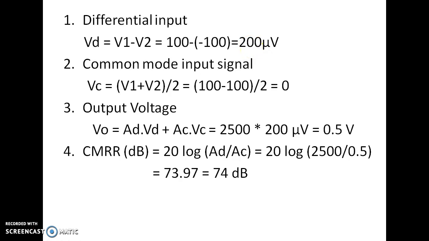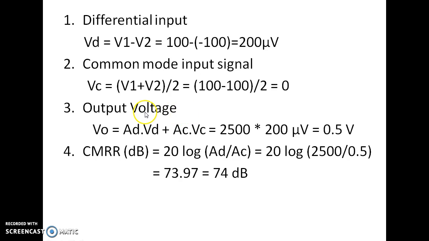Then we can consider common mode input signal. So common mode input signal we can consider as Vc. So Vc is equal to (V1 plus V2) by 2. So V1 is 100, V2 is minus 100. So we'll get 100 minus 100 is equal to 0 divided by 2. So your answer will be finally 0.